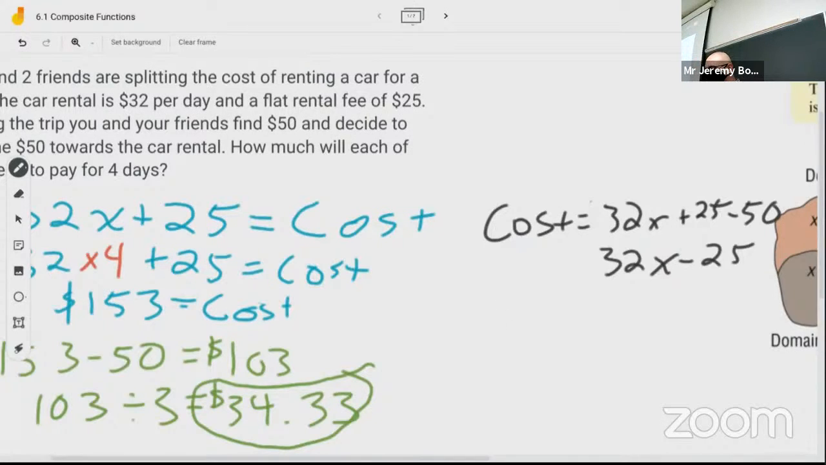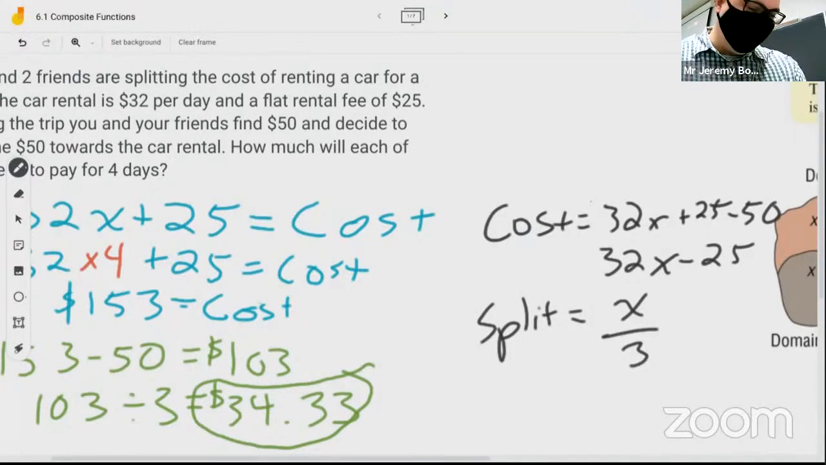And then the split, how much each person pays: we're taking whatever the cost is and dividing it by 3, right? That's what we're doing. Any questions on that? If I wanted to combine those together, what would I do?